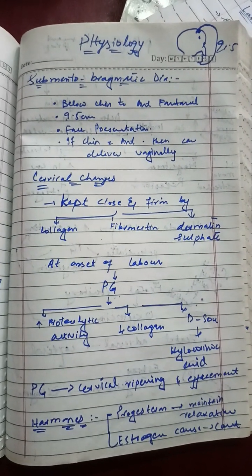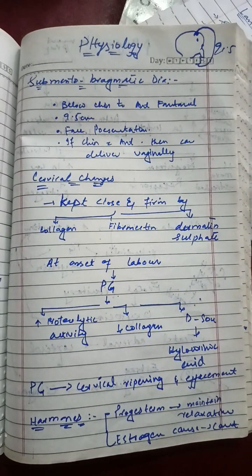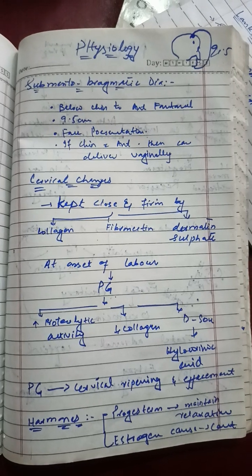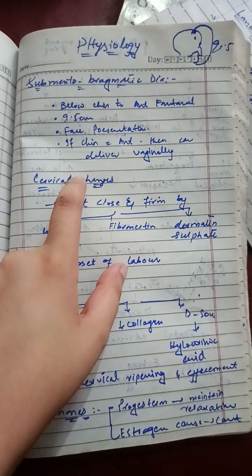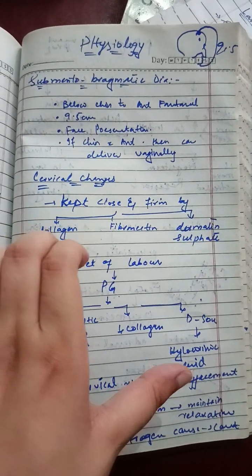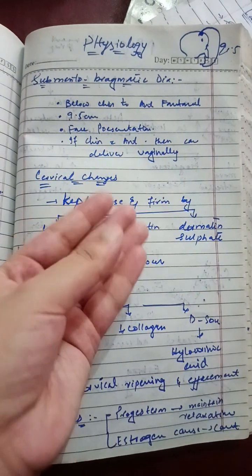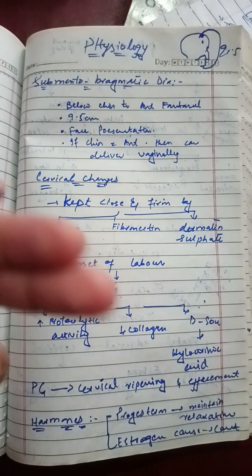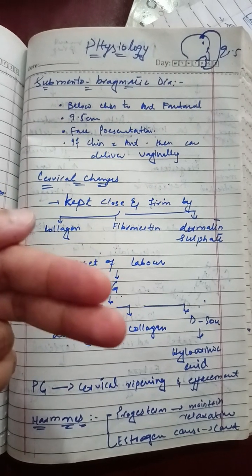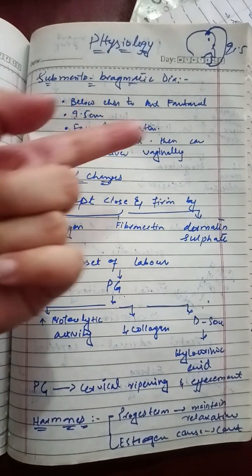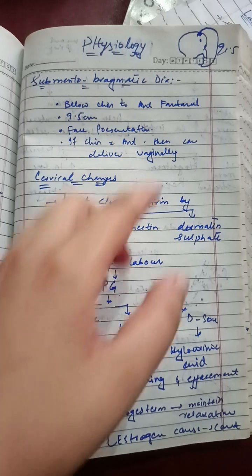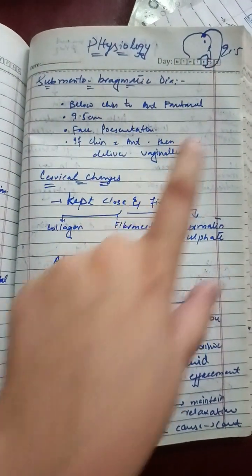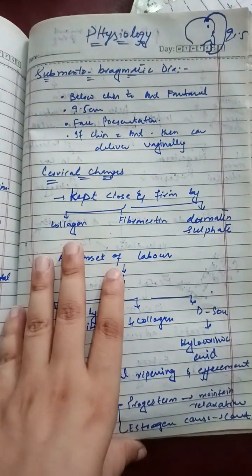And in face presentation, vaginal delivery is possible only if the chin is in relation with the symphysis pubis. If the chin is in relation with the symphysis pubis, then only is vaginal delivery possible, and this extended form results in face presentation.